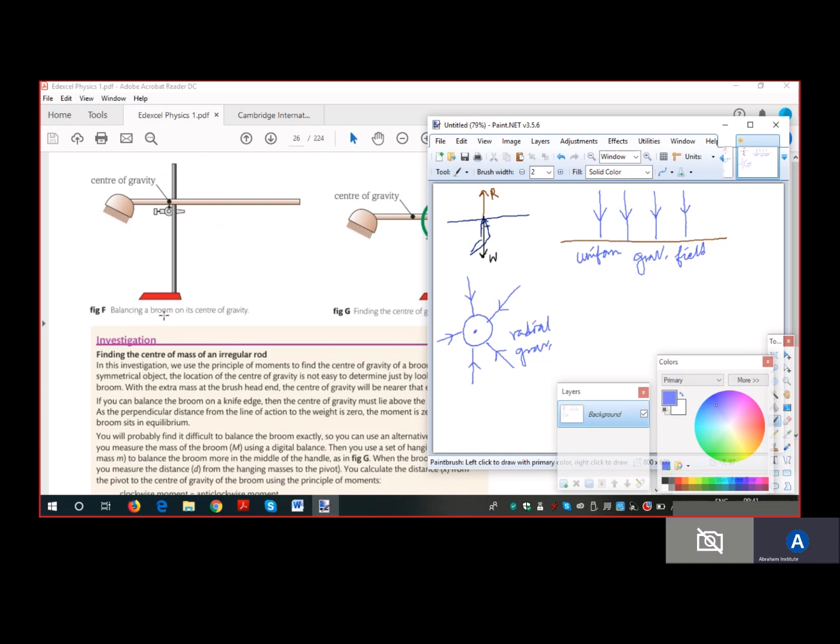So another way of saying this is, if an object is balanced, the object is in equilibrium. Now we learned earlier, if an object is stationary, it is in equilibrium.